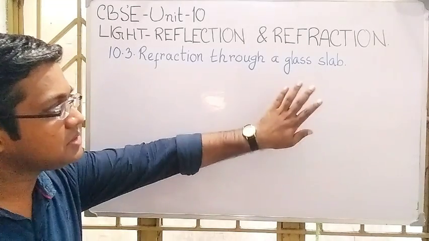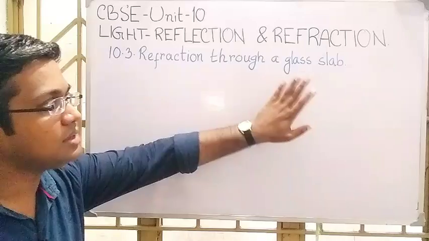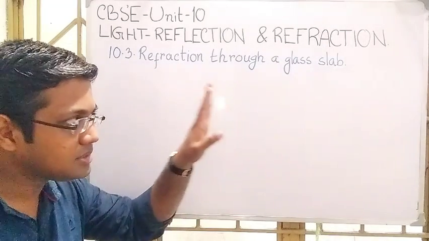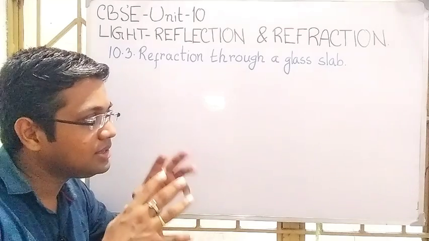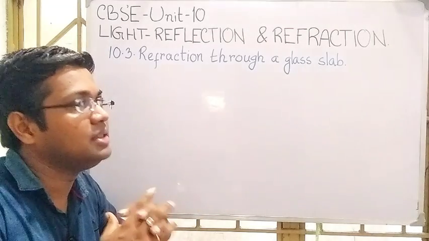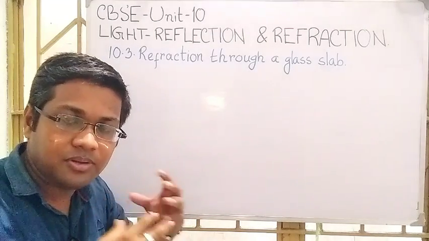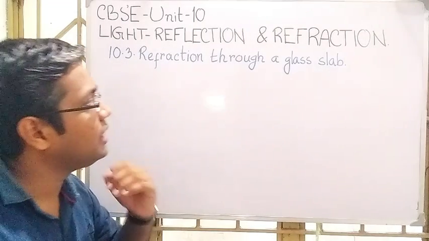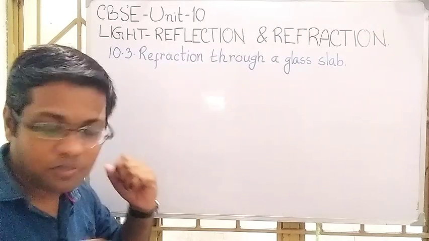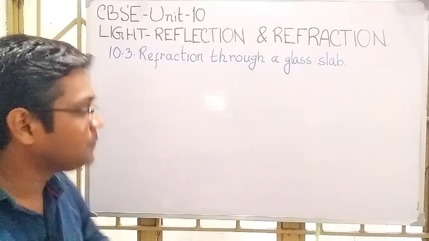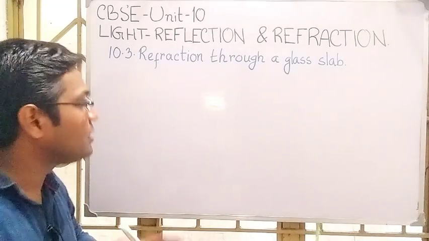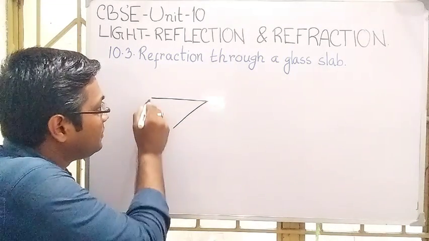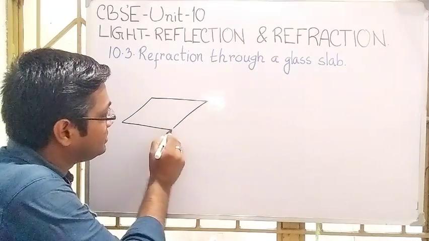So at first we try to understand what a glass slab is. If we are able to understand what a glass slab is, and what its geometry is, then it will help us understand the refraction of light through a glass slab. So what is a glass slab? A glass slab is this type of substance.